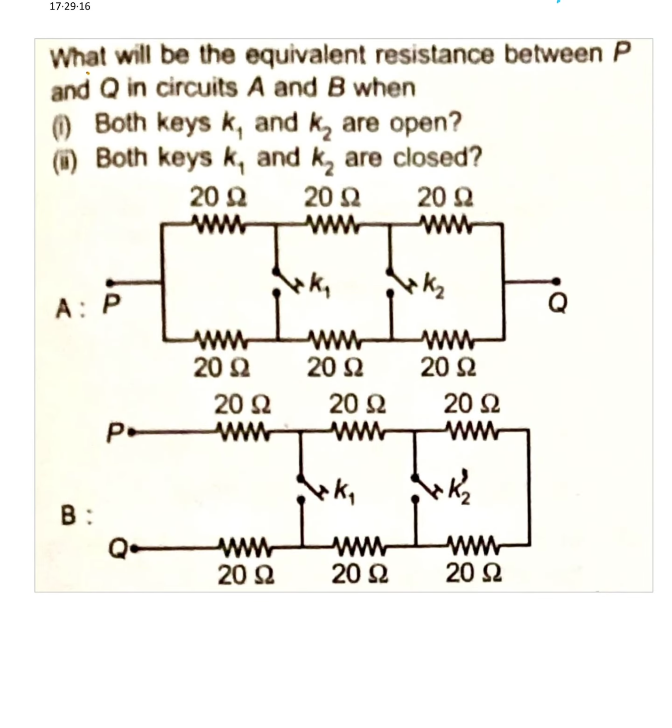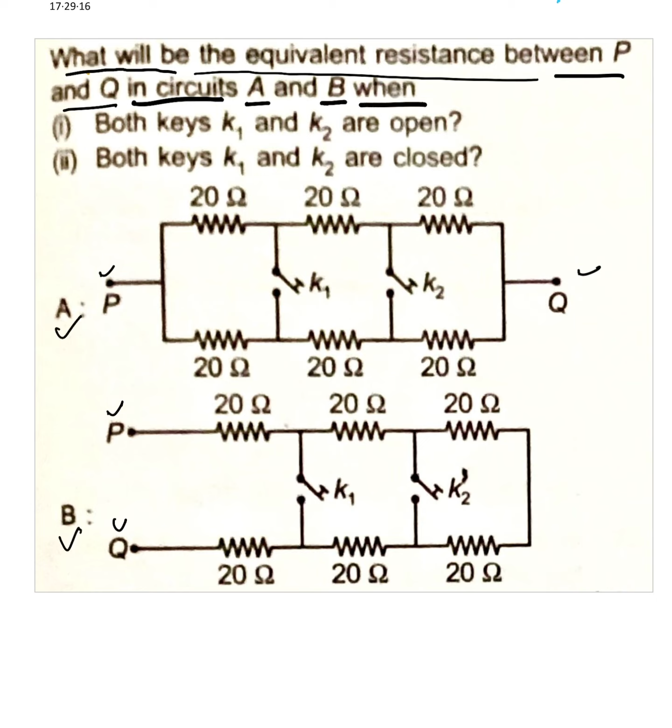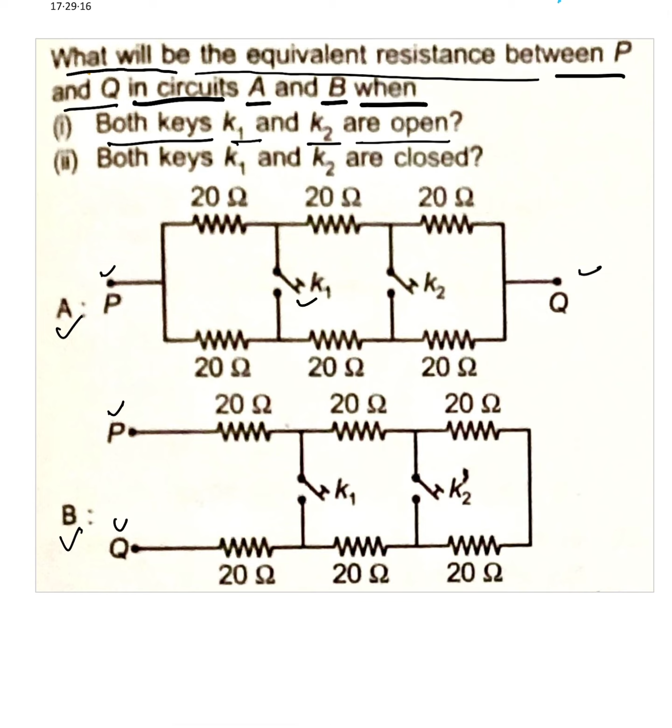Now, our motto: what will be the equivalent resistance between P and Q? That is P and Q, in circuit A and circuit B, when both keys K1 and K2 are open. In both, first we have checked that these are open, and these are open. Then determine the equivalent resistance between P and Q.